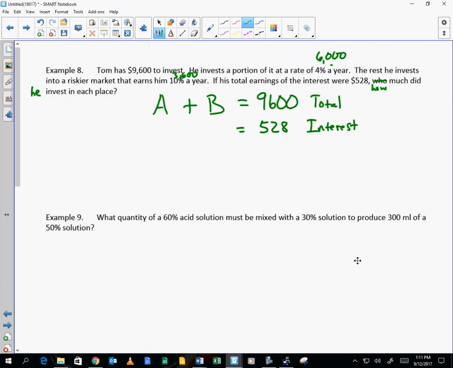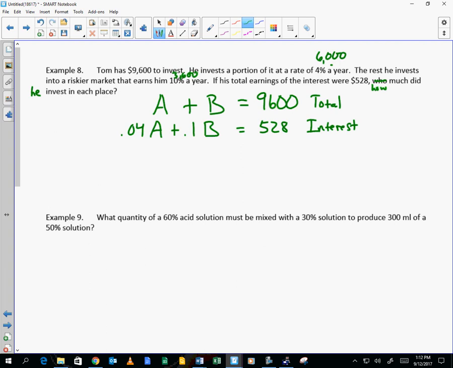So if he invested 6,000 at 4%, how would you figure out how much interest he actually got? Everybody should know the answer to this one. You multiply it by 0.04. 0.04 times 6,000 would tell you how much interest he earned. So 0.04 times whatever you invested into A plus 0.1 times whatever you invested into B is equal to 528. So the idea is we have two unknowns, therefore we need two equations.